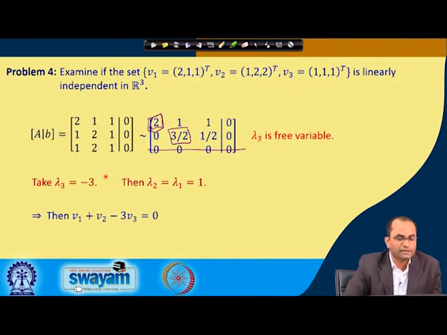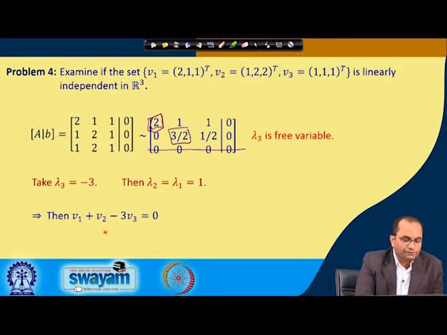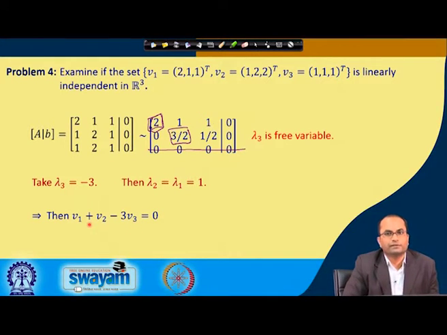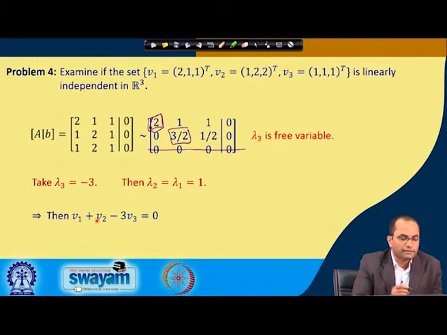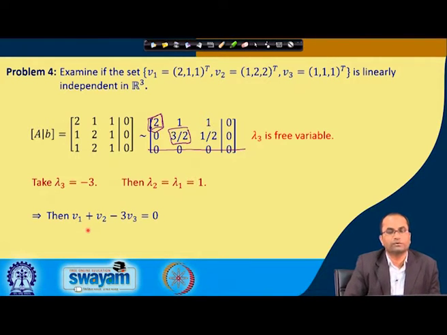If we choose lambda 3 as 1, we will get different lambda 1 and lambda 2, or any other number for lambda 3. Correspondingly, lambda 1 and lambda 2 will change. So, this is definitely not a unique representation. We can have as many representations as possible here, but what it says is that these vectors are linearly dependent, and one of the relations for their dependency is already here: V1 plus V2 is equal to 3 times V3. That is one dependency we have shown, and this set is linearly dependent.